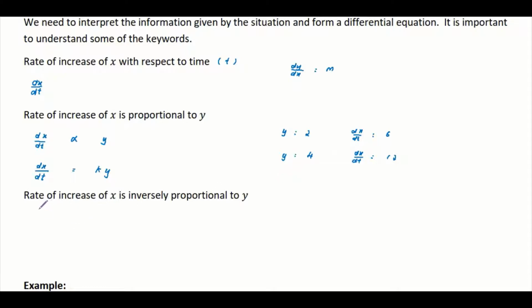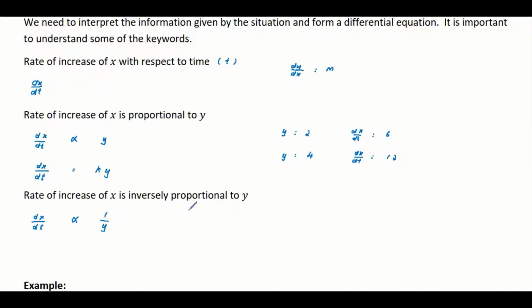What about "rate of increase of x is inversely proportional to y"? So we'll try to write it as dx/dt is inversely proportional. How do you say inversely proportional? Instead of y, we put 1 over y. Okay, so this is inversely proportional. So it's the same thing.